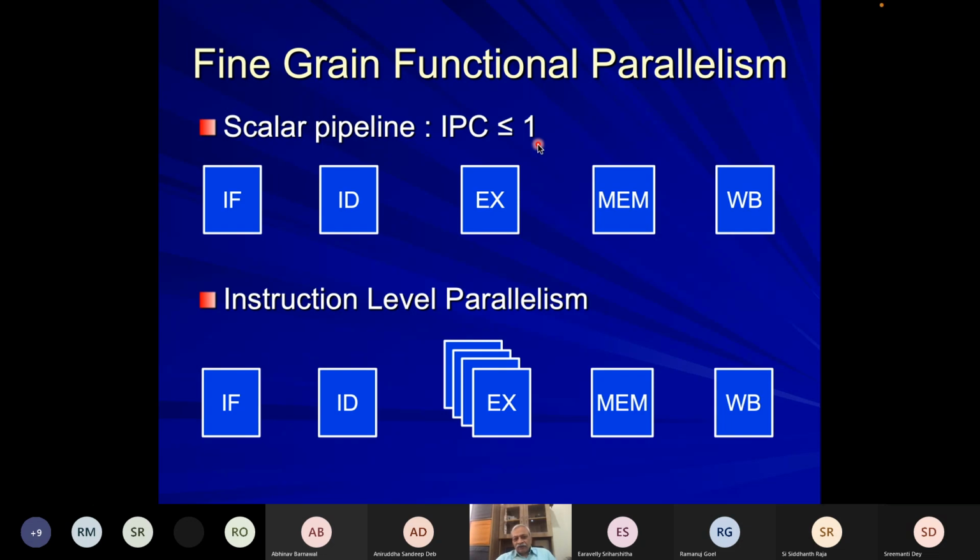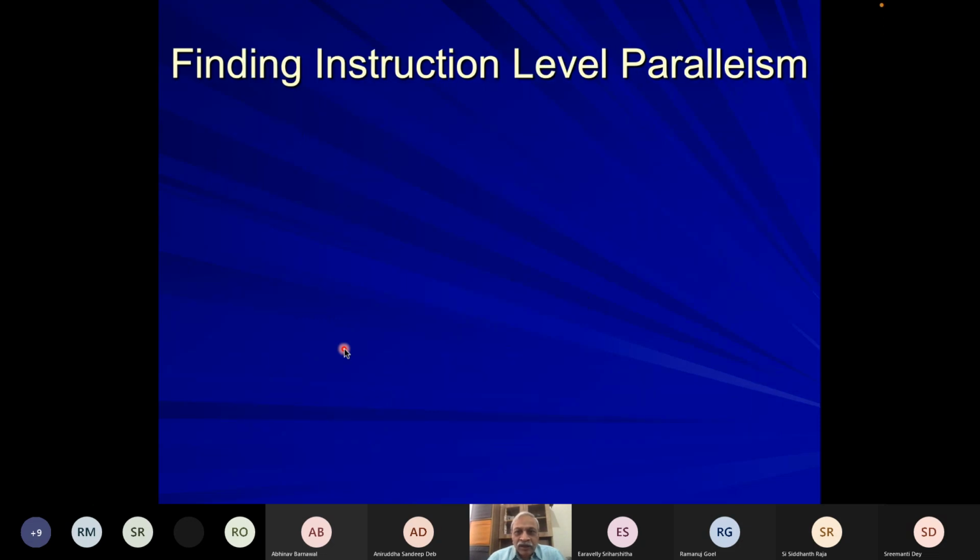parallelism. If you are talking of instruction level parallelism, you could have multiplicity of EX units, and also make these IF and ID and other units capable of handling multiple instructions at a time. So if instructions are independent, multiple instructions can be done in parallel. So finding instruction level parallelism is important.